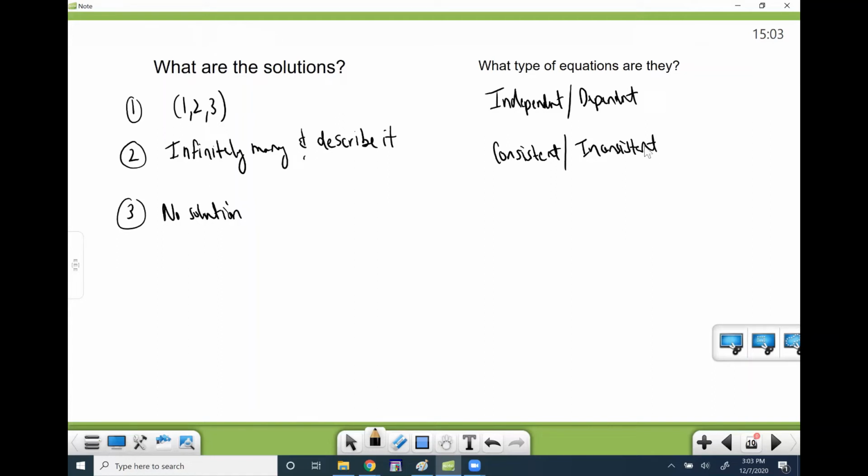Okay, and we know that this, you're right, this goes with this, right? And then, I'm sorry, I shouldn't write it like that. Dependent goes with that, and inconsistent goes with that. Those are the big ones to remember. There's more, but those are the big ones. Okay. All right, so infinitely many solutions here.